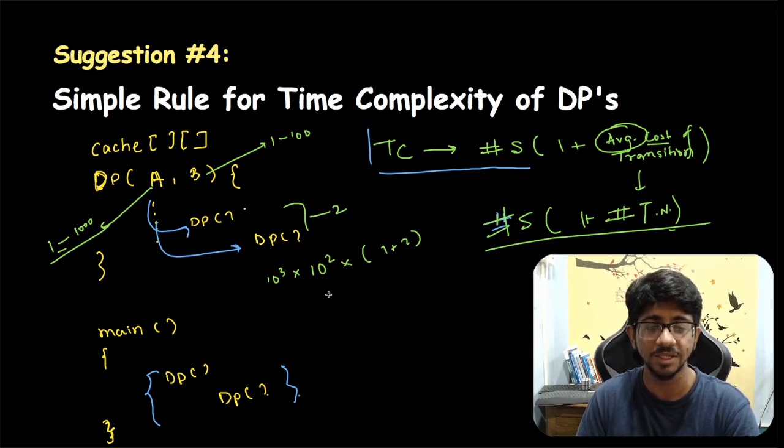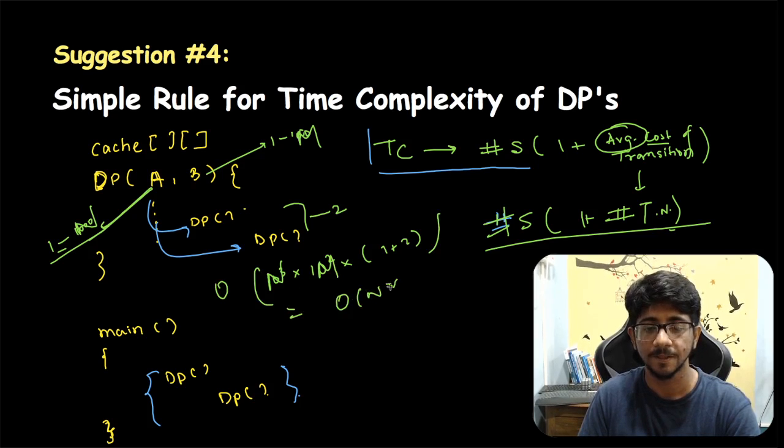Simply this is your DP's complexity. And in fact, let's say this has a maximum range up till n, and this is up till m, and this is just 2, then you write this as n, this as m, and you write order notation. In that case, it will be order n into m, right? So this way you can calculate the time complexity of a DP.